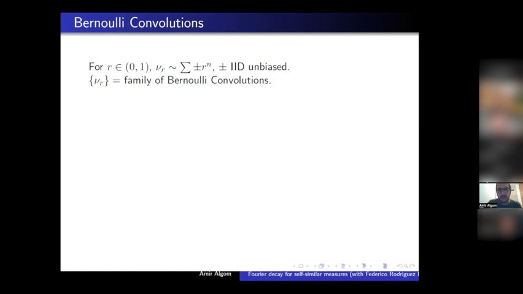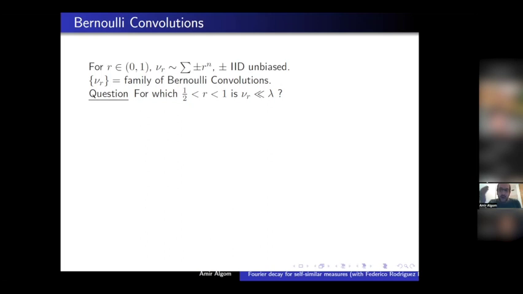So what are Bernoulli convolutions? I think hopefully everyone knows, but still, we fix a parameter r in the interval, and we consider the measures nu sub r defined this way. The plus and minus here are unbiased, so this is an unbiased Bernoulli convolution. And we consider the family of all Bernoulli convolutions. I would say one of the most fundamental questions in fractal geometry is: can you find parameters, in the interesting regime, for which you have absolute continuity?